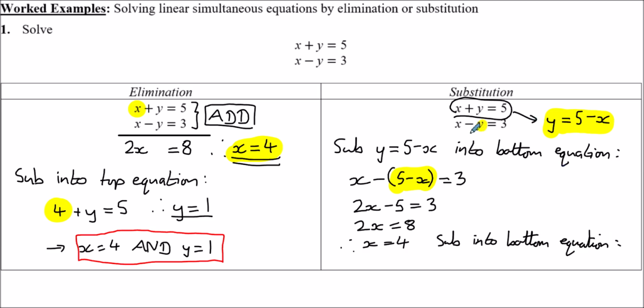What we'd get now is that 4 minus y equals 3. Therefore, very obviously, y must equal 1. So we've got the same solution set. We've arrived at x must be equal to 4 and y must equal 1, like we got from doing the elimination method. So you'd expect the final answers to be the same, but here you can see the different approaches to both.